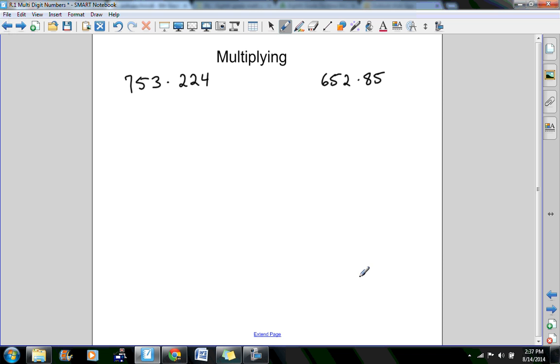Now, for multiplying, this process is going to be a little bit different. So I'm going to do the one on the left. You're going to do the one on the right. In order to multiply, we want to line up the decimals.